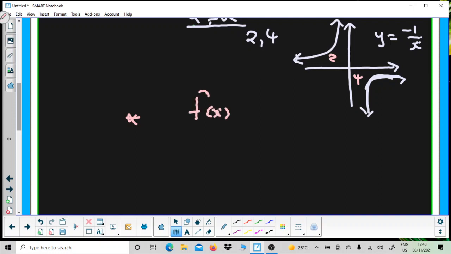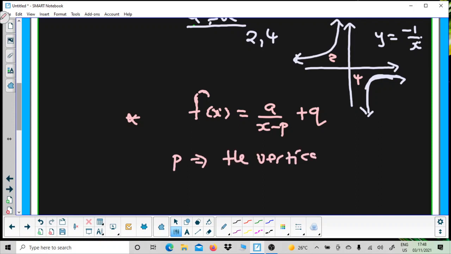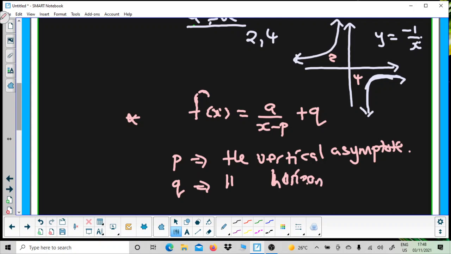Here we have f(x) = a/(x - p) + q. I just want you to know that these were shifts. p and q were our asymptotes. If I must remind you, p was the vertical asymptote of this graph, and q was the horizontal asymptote. So I'm just going to show you now what I mean by these things.